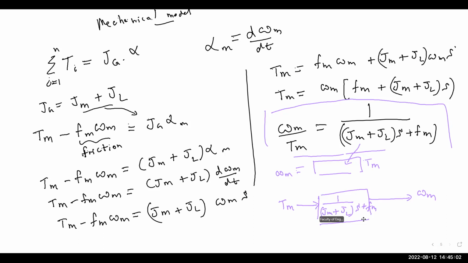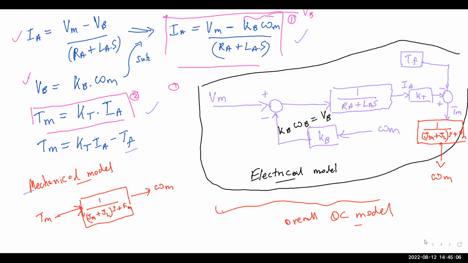So you have an equation for the mechanical model. And you combine both of them together, you find a common spot. So there's a Tm here, there's a Tm here. You try to integrate them, and you get the compound DC motor model. Okay. So this is basically it.